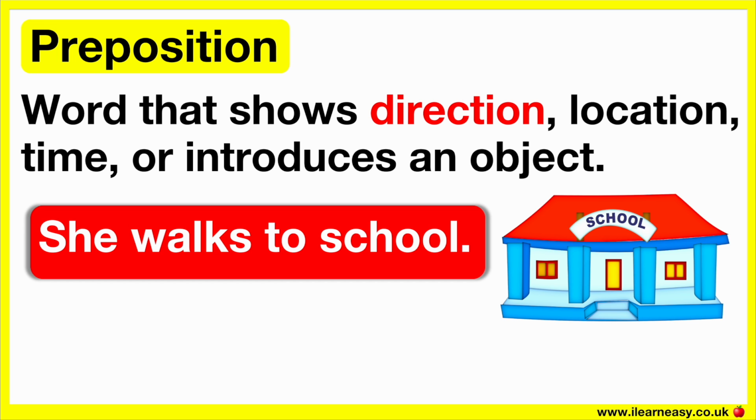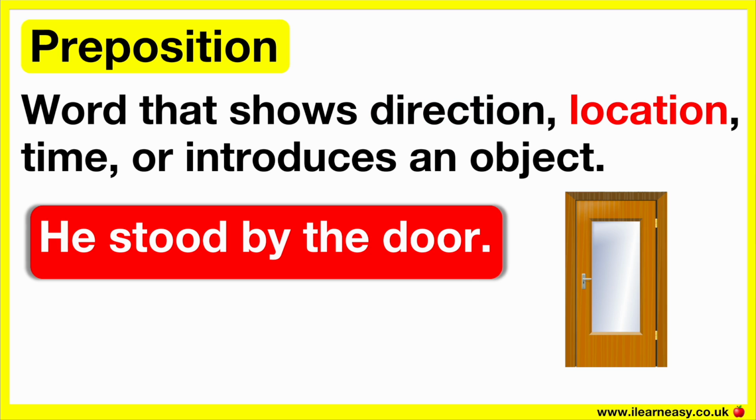She walks to school. The preposition in this sentence is to. This is an example of a preposition showing direction. He stood by the door. The preposition in this sentence is by. This is an example of a preposition showing location.